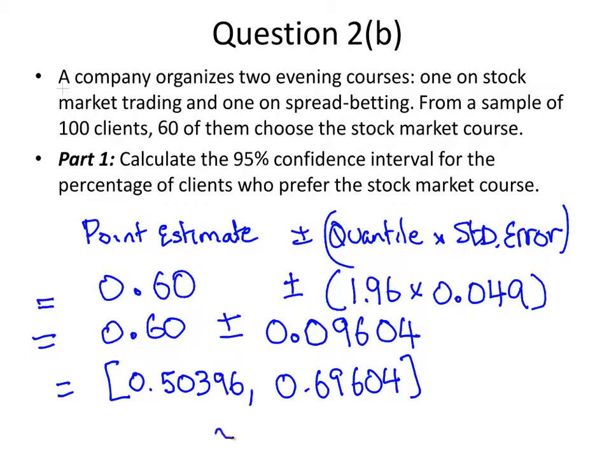It's roughly equal to 50% to 70%. So that is the answer to that question. That is the 95% confidence interval for the proportion. You can check with your lecturer and your lecture notes to see how precise the answer should be. Okay, that ends the presentation.